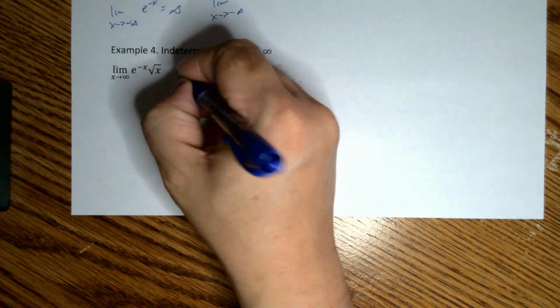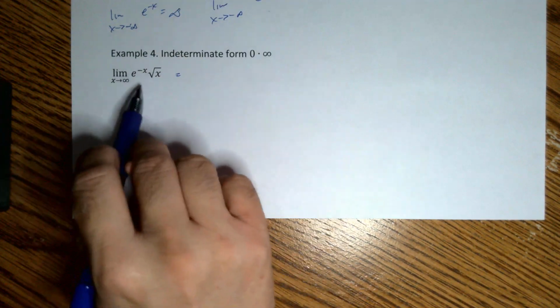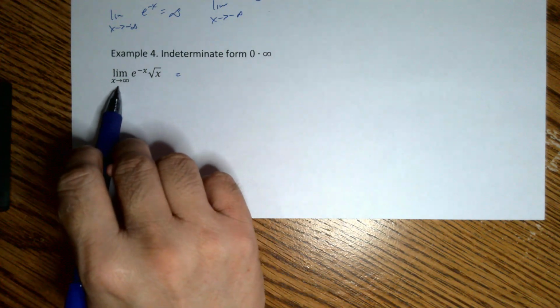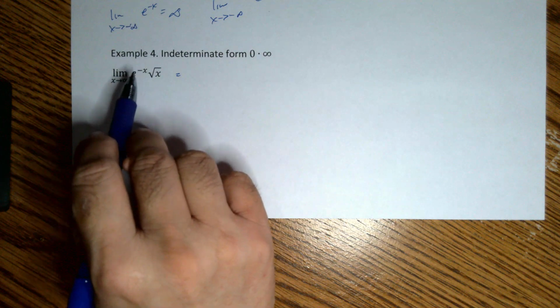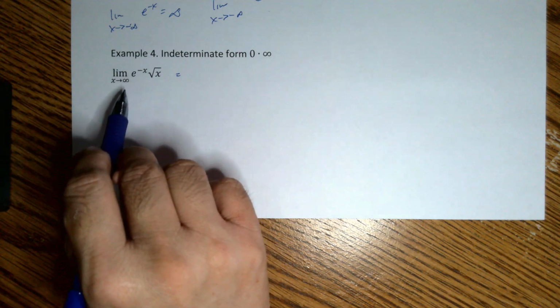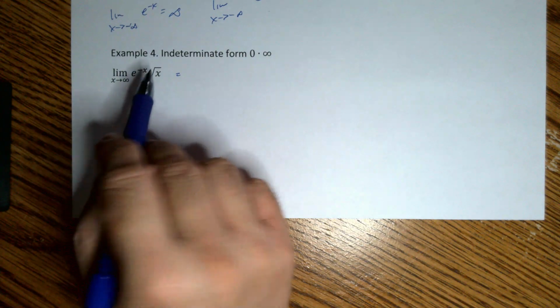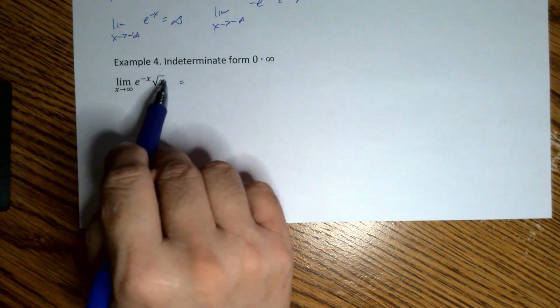Okay, so what I want to do, e to the negative x like that. So that's e to the negative x. That's what's going to 0. If x goes to infinity, then e to the negative x, that's like that whole denominator is going to infinity, the numerator is staying constant. Okay, and then the square root of x, as x goes to infinity, square root of x goes to infinity. So that's the 0, and that's the infinity.